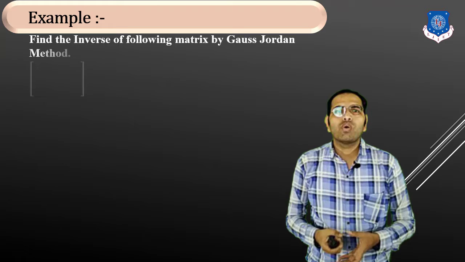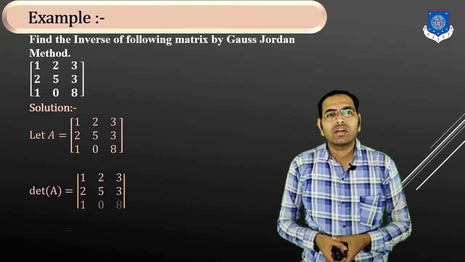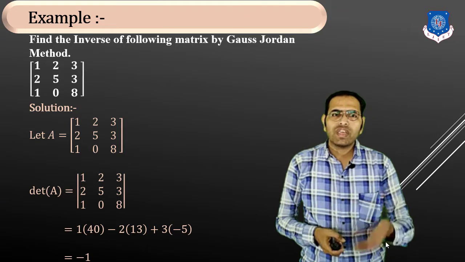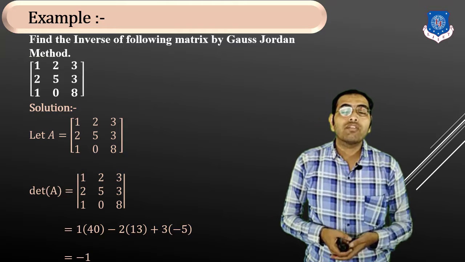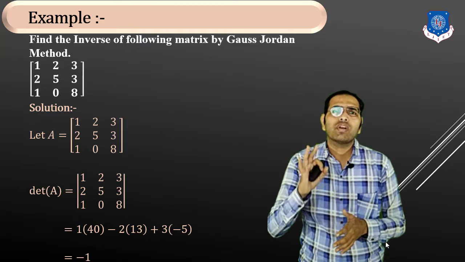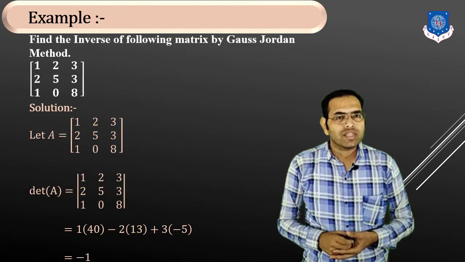Let's see one more example. Find the inverse of the matrix [1 2 3; 2 5 3; 1 0 8] by the Gauss-Jordan method. Here we can also use 3 cross 3 matrices. You can also solve 4 cross 4, 5 cross 5, and any number of rows and columns. For that you can find the inverse of the matrices.